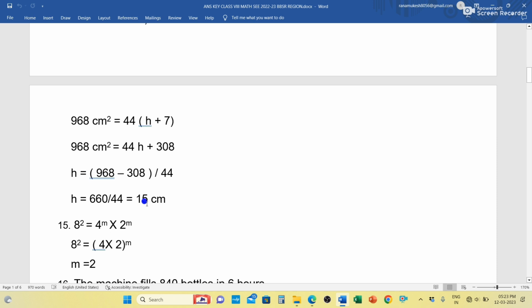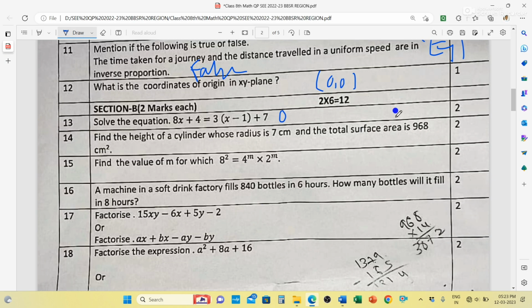So it will give 15 centimeter, because 968 minus 308 equals 660, divided by 44 will give 15 centimeter. So it will be 15 centimeter.